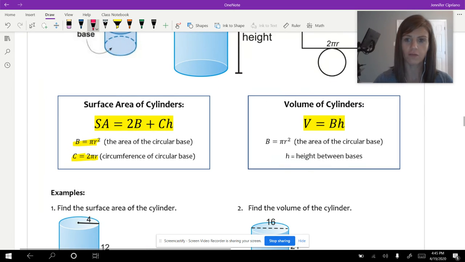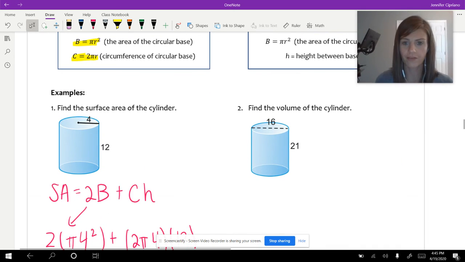All right, so volume of the cylinder. You might notice that this is the same exact formula that we had for volume of the prism. The area of the base times the height between the bases. The only difference when we're talking about a cylinder is that for the base, we're going to use the area of a circle instead of using area of a square or area of a rectangle or area of a triangle.